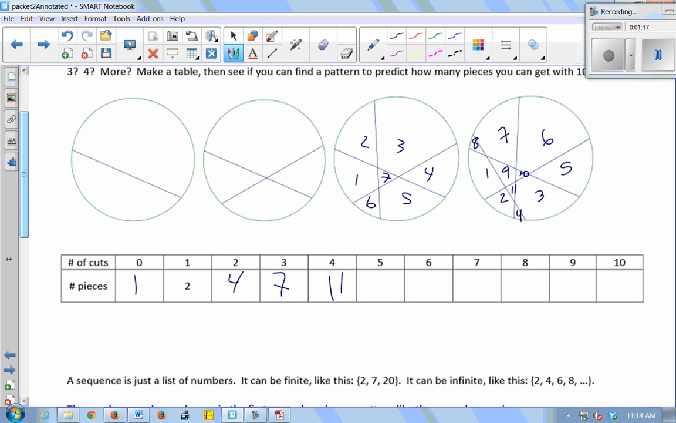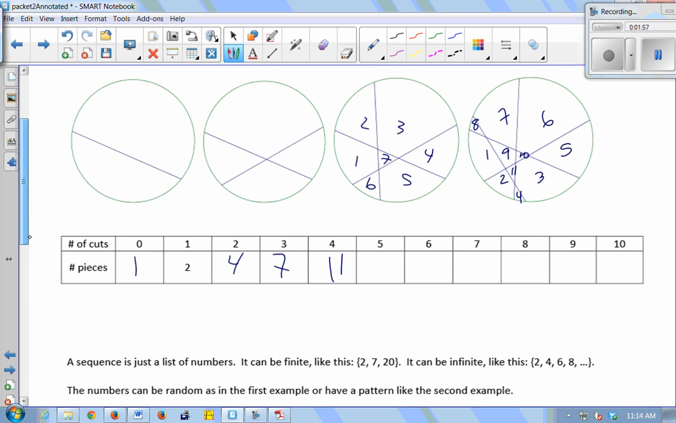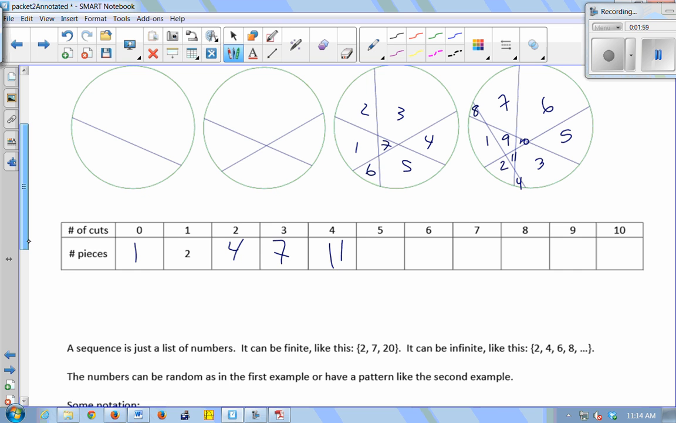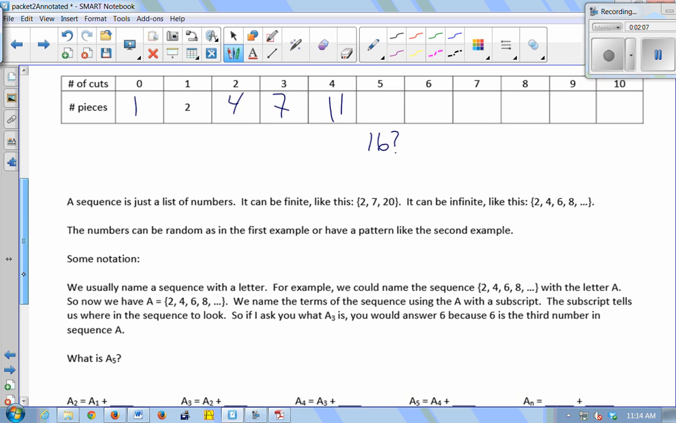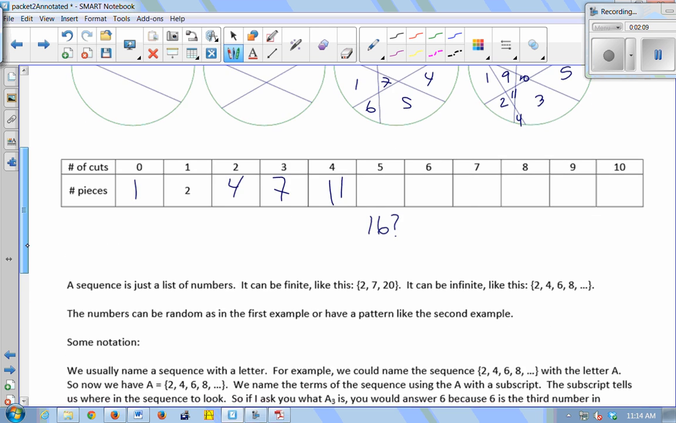Maybe there's some kind of pattern, and I could guess how many I would get with the 5th cut, because these pictures are starting to get messy, right? And it's hard to count. You think 16? That's a good conjecture. We'll put that guess here. Come back to it later. Okay. So we'll come back to this problem later.